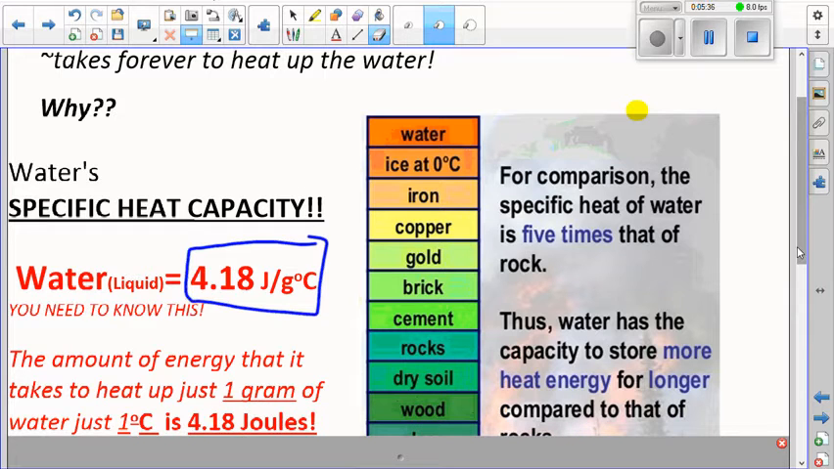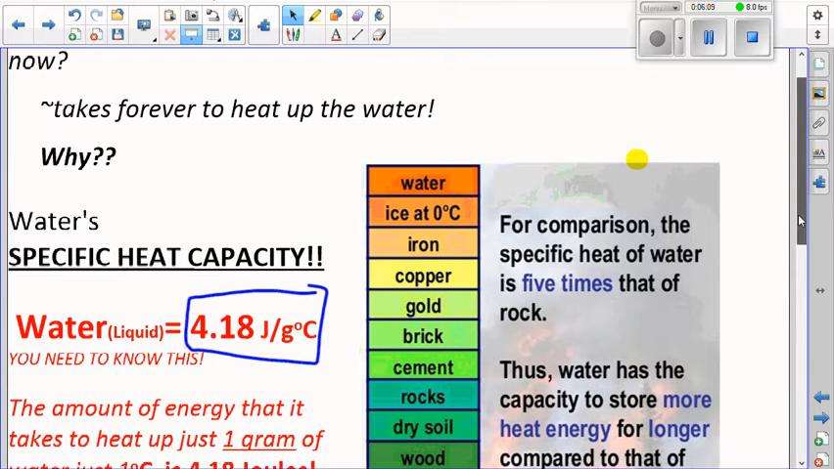4.18 joules. So if I just have a little tiny gram of water, if I were to show you guys what that looks like, that's probably several grams of water. That's a small little amount on my desk. You don't need a whole lot to have a gram. So let's pretend this is 1 gram on my desk. If I want to heat that up just 1 degree Celsius, I have to pump 4.18 joules of energy into it. If I want to cool that down 1 degree Celsius, I have to take out 4.18 joules to cool it down 1 degree Celsius.